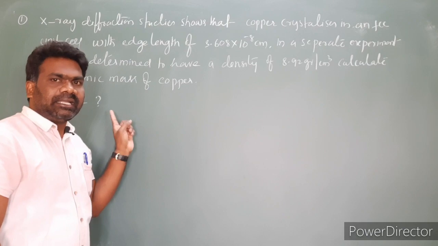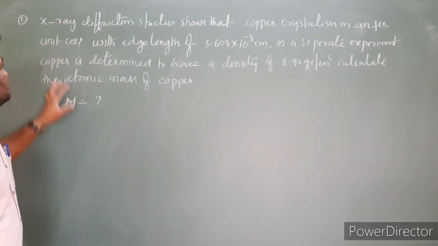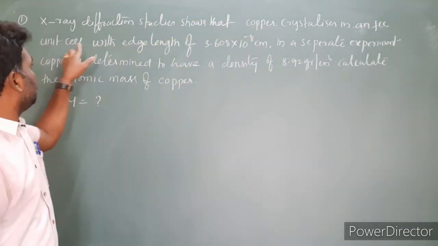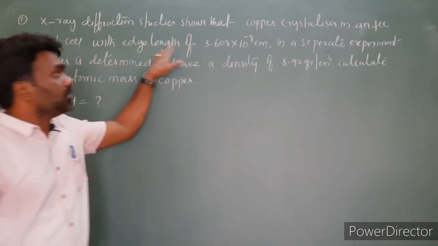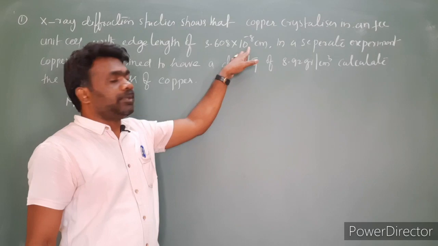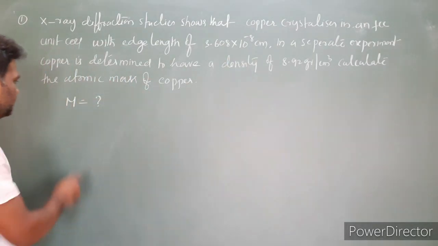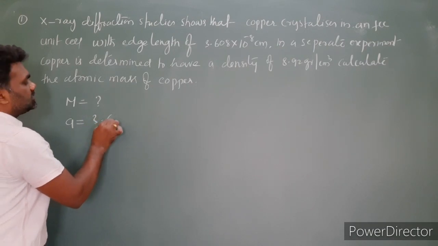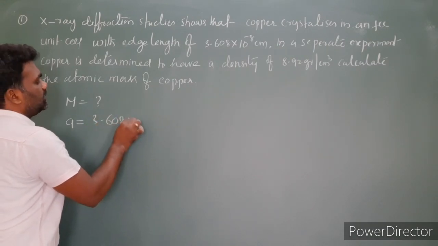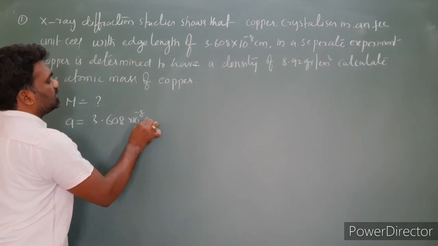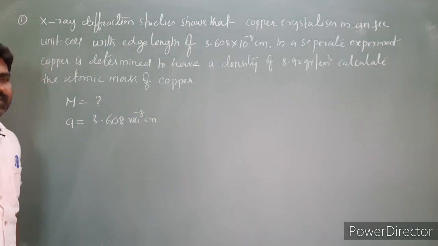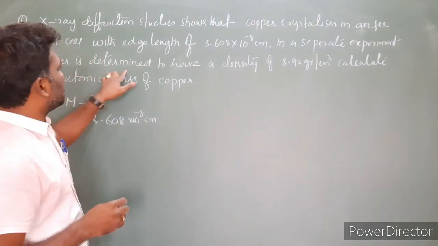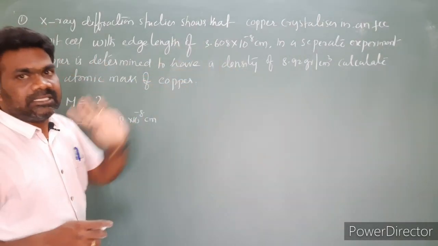Next, we have to write what data is given. X-ray diffraction studies show that copper crystallizes in an FCC unit cell with edge length of 3.608 into 10 power minus 8 centimeters. Edge length a is given, so edge length a is equal to 3.608 into 10 to the power of minus 8 centimeters.